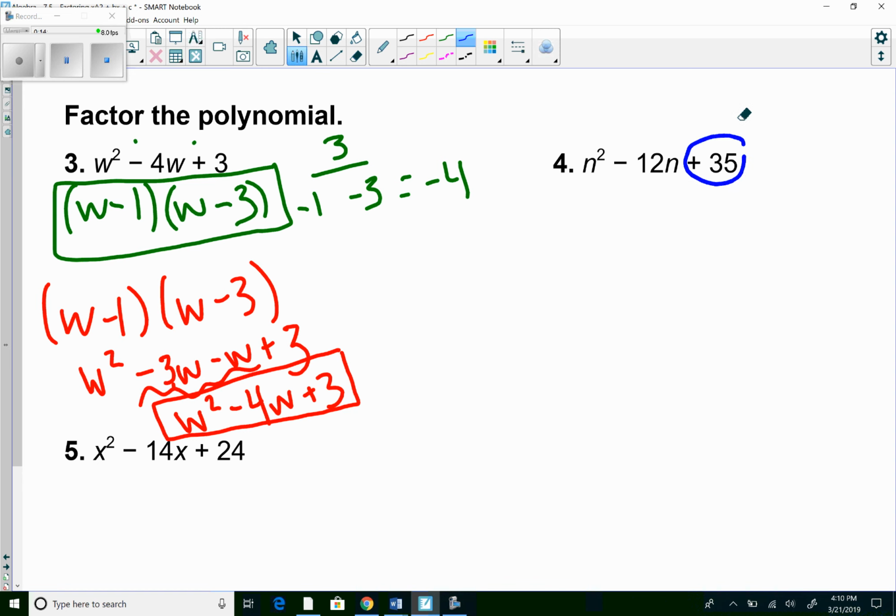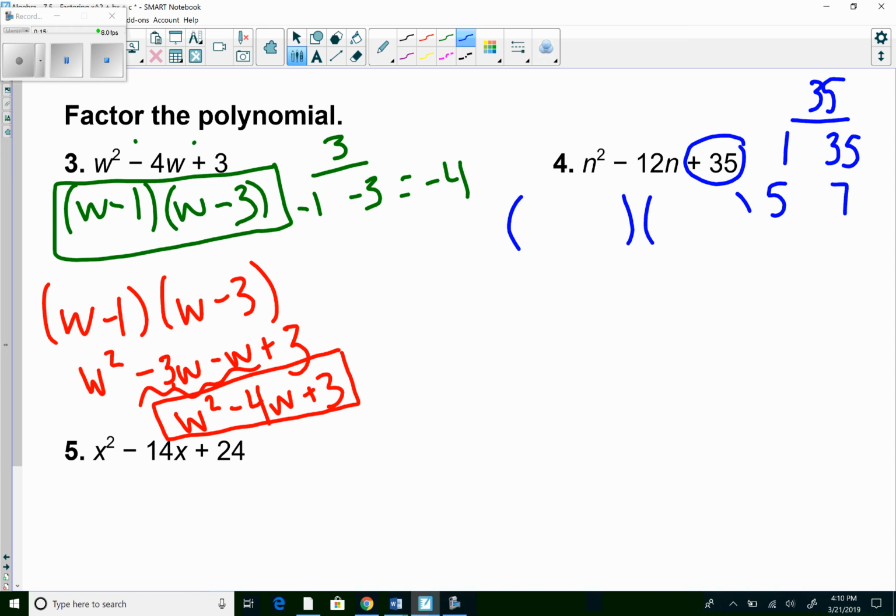Now, this one's going to be a bigger one, this number 4, because 35 has a lot more factors to it. Wait a second, it doesn't. I don't know what I'm talking about. Sorry. It only has 1 and 35, and it has 5 and 7. Those are the only factors. I don't know what I was thinking.